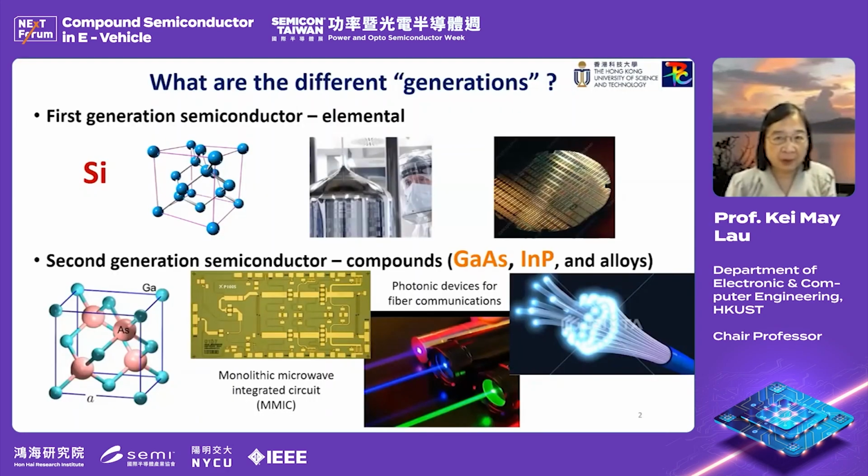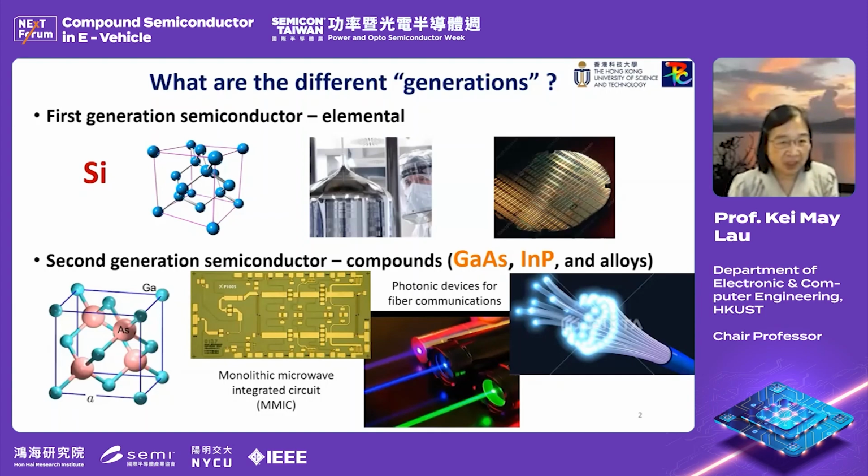So exactly what are the different generations? The first generation, of course, everybody knows, is silicon. And silicon is being used in probably 95% of the semiconductor market.